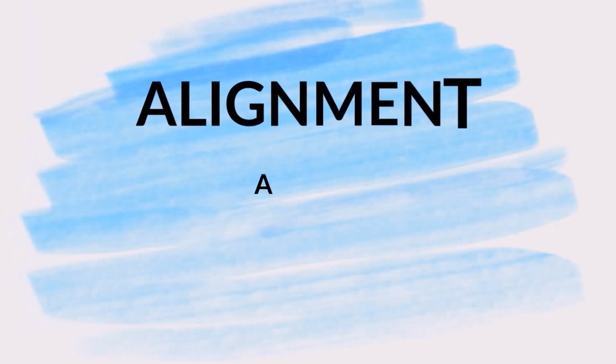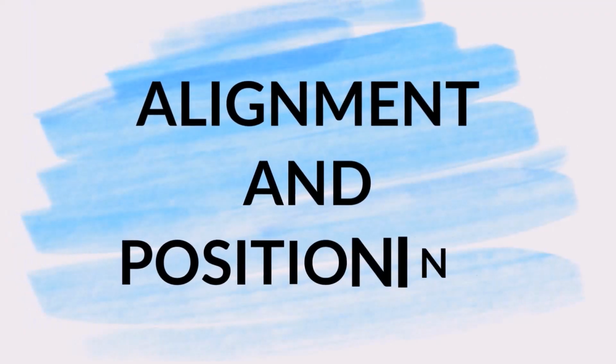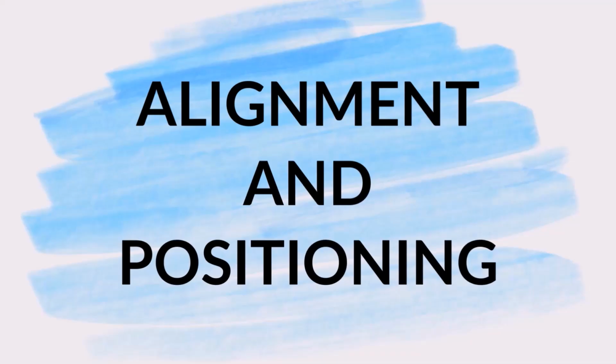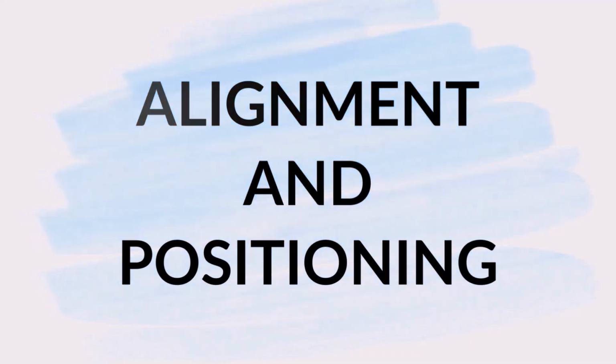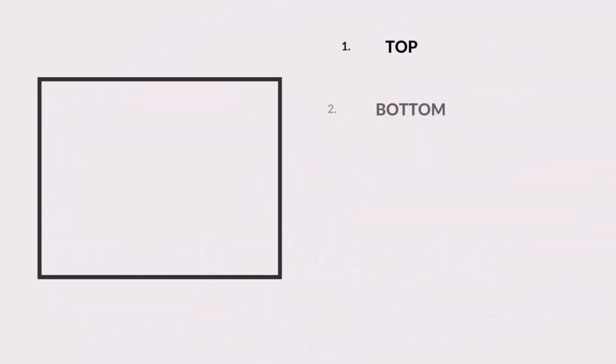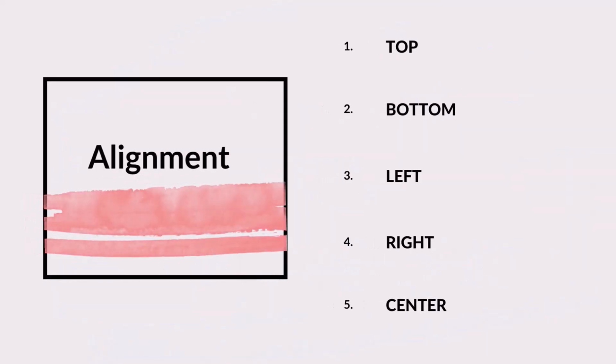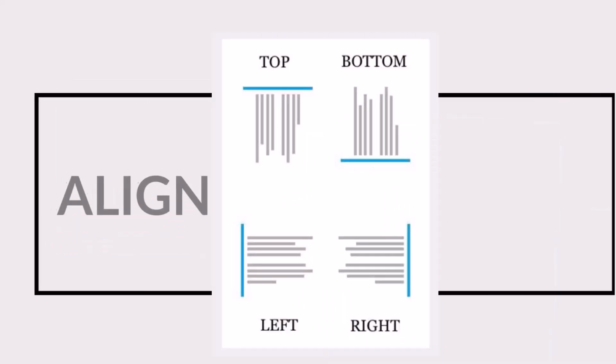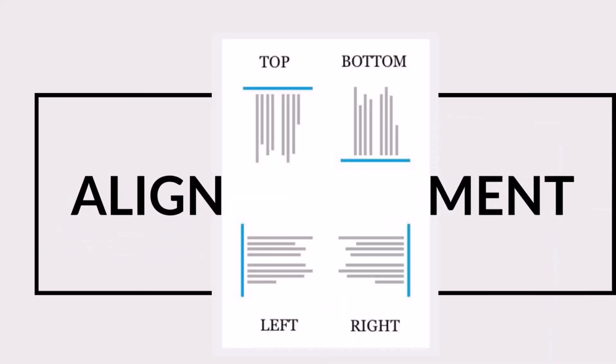Another principle we have is alignment and positioning. When we talk about alignment and positioning, this brings about organization in your design, the way you align it. There are different types of alignments. You can align to the top, you could align an element to the bottom, you could align to the left, you could align to the right, you could align to the center. This top, bottom, left, right alignment gives organization to your design, so it makes your design look organized.